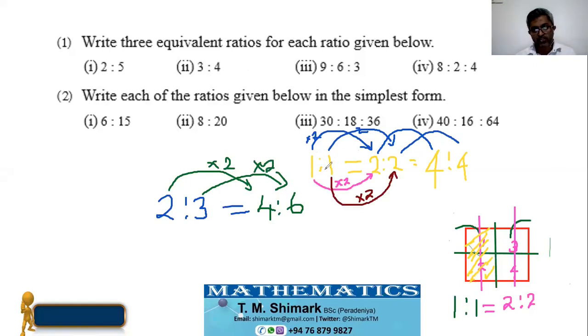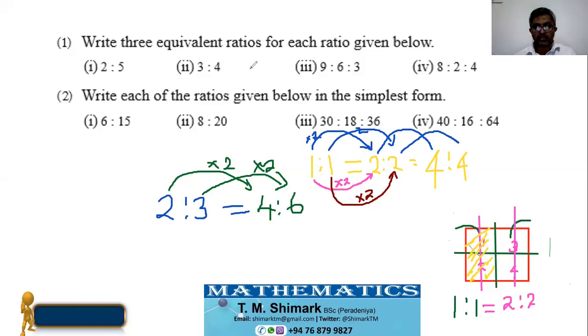Just take a ratio, right? The ratio is given, and they are asking you to give an equivalent ratio. You just multiply by 2, multiply by 3, or multiply by 4. But you have to multiply both parts. One is this one and the other one is the other. So you multiply the first part by 2, then you multiply the second part also by 2, right?